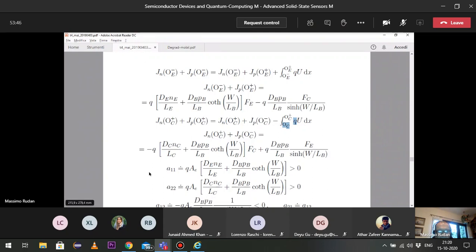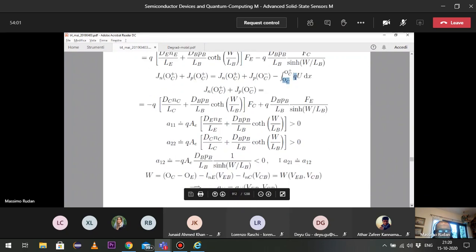Then we do the same for the other coefficient in the second equation that multiplies Fc. This coefficient is multiplied by the cross-sectional area again, and it is called A22. We don't incorporate the minus sign in the definition, so this term is strictly positive also. A22 is strictly positive.